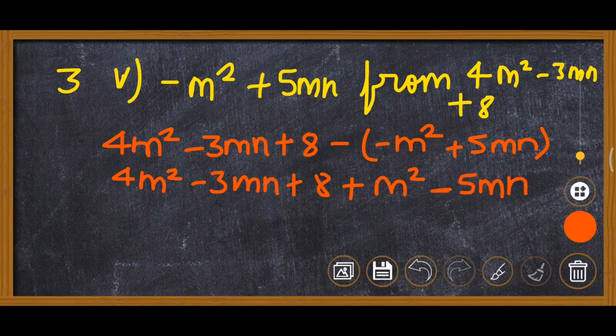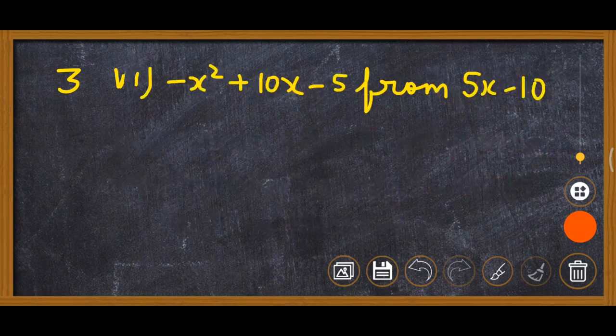Now we have to add this 4m square and m square, then both added, it is 5m square. This is minus 3mn and this is minus 5mn. Then minus minus plus, 3 and 5, 8mn. And 8 is there, that's why plus 8. So the answer is 5m square minus 8mn plus 8. Now this is the sixth part.